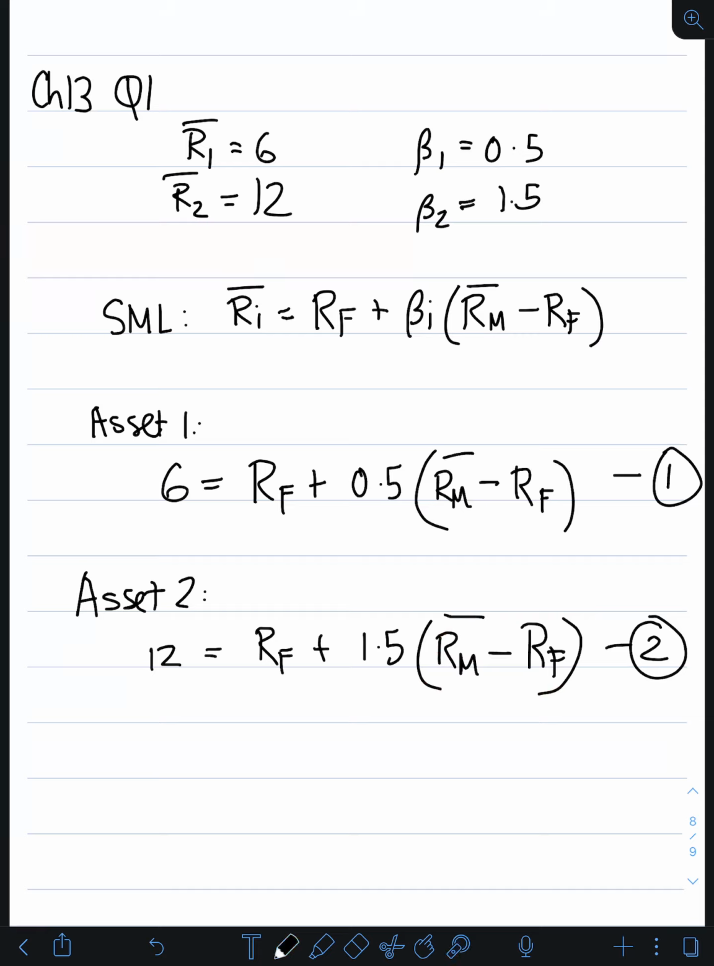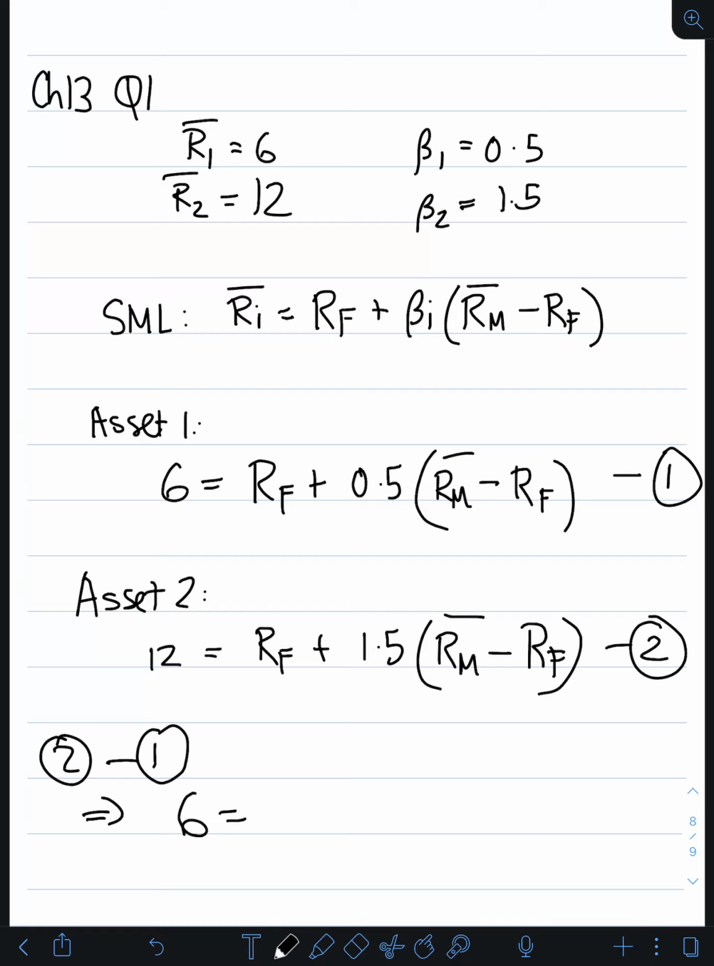The first thing we can notice is if we subtract these two equations, the RFs go away and we'll just be left with some term. So we'll do equation 2 minus equation 1 to simplify our problem. We'd have 12 minus 6, which gives us the left side as 6, equals RF minus RF, so that's 0 and cancels away. That's the whole point of doing this in the first place.